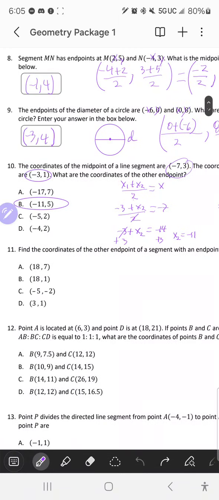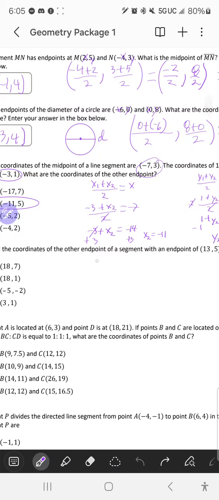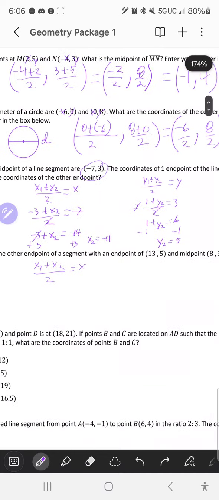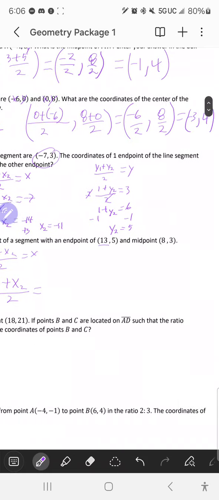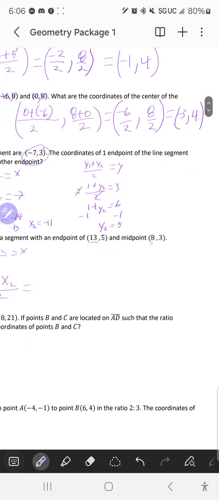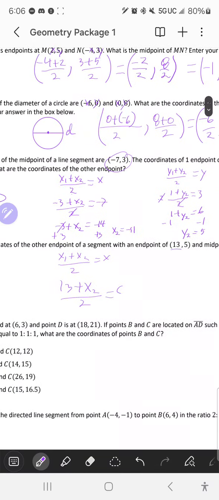So I know that our formula for the midpoint for x is going to be x1 plus x2 divided by 2 is equal to x. The thing is that we already know the value of one of the endpoints and the x of the midpoint. So we can just substitute this. One of the x for the endpoint is 13, so I can say that 13 plus x2 divided by 2 is equal to the x of the midpoint, in this case 8.